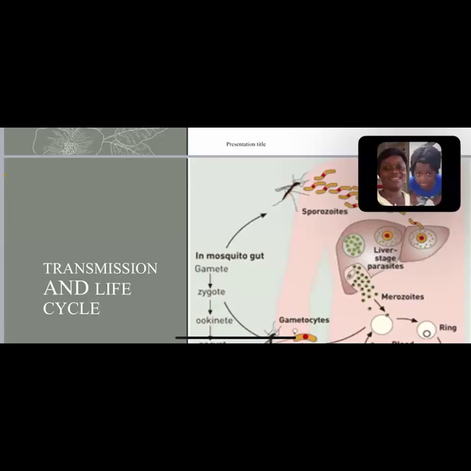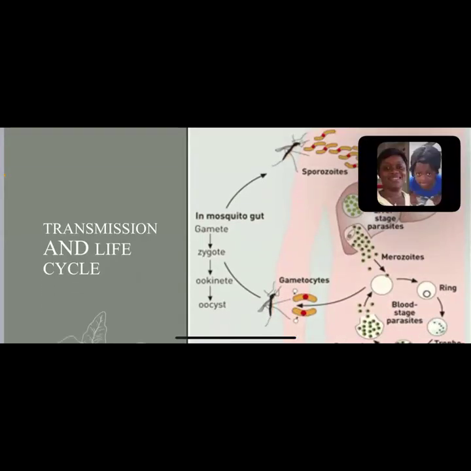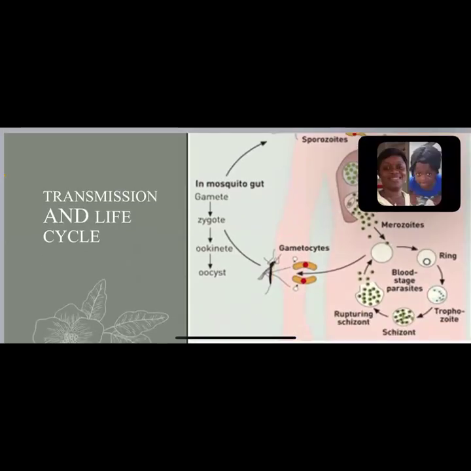They rupture, come out into the bloodstream and then start infecting the red blood cells again. So these merozoites infect the red blood cell. This RBC stage is very important in the microscope, because at that point you can actually tell whether it's the ring stage, the trophozoite stage, or the schizont stage.